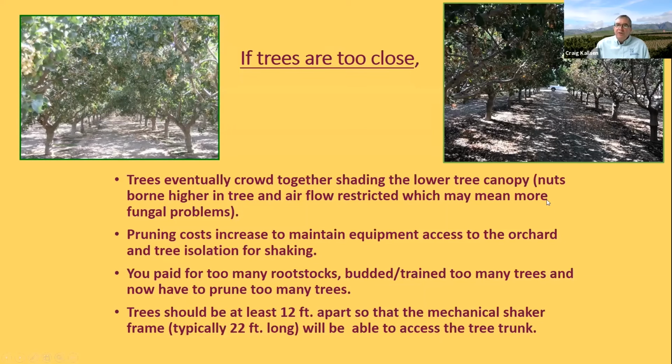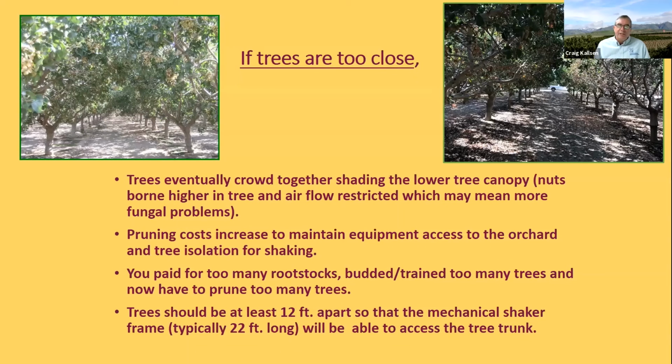What we really want to try to avoid is, for example, shaking this tree. And if the branches intertwine with the two neighbors, then we're shaking those trees, and those nuts aren't getting caught. They're falling on the ground. So you want to avoid that. And if the trees are too close, you probably paid for too many rootstocks. You budded and trained too many trees, and you now have to prune too many trees.